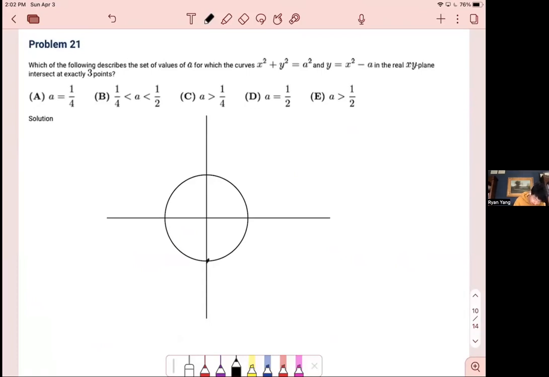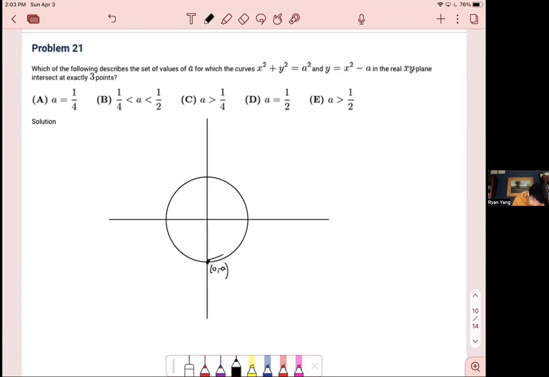That's the circle, and importantly, it passes through 0, negative a. And the second equation is y equals x squared minus a, which looks like that. And we're trying to find the set of values a for which the curves x squared plus y squared equals a squared and y equals x squared minus a intersect at exactly 3 points.